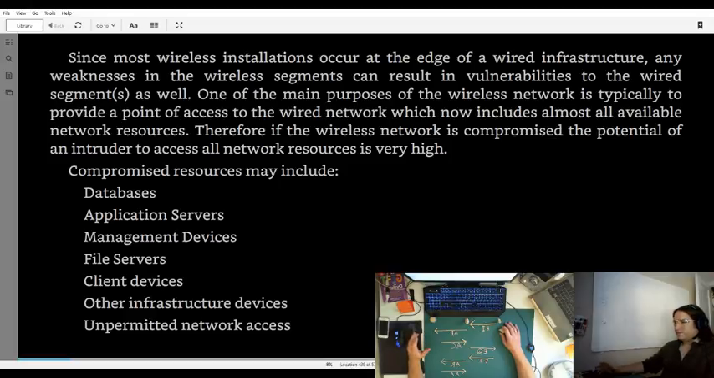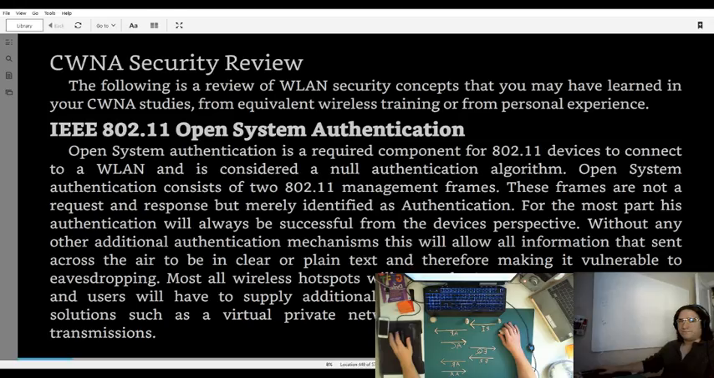Compromised resources may include databases, application servers, management devices, file servers, client devices, other infrastructure devices, and unpermitted network access.